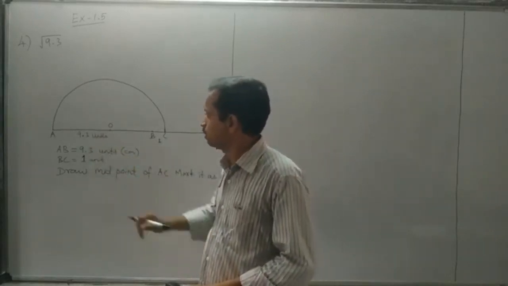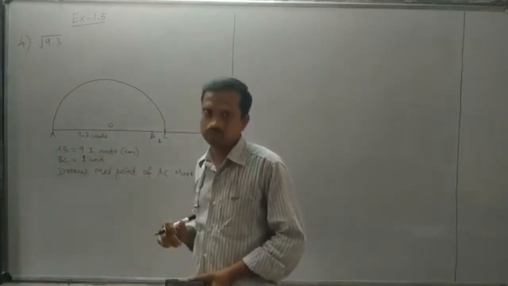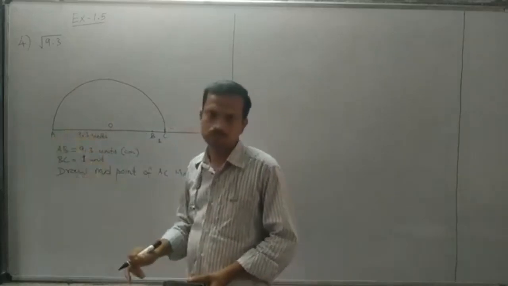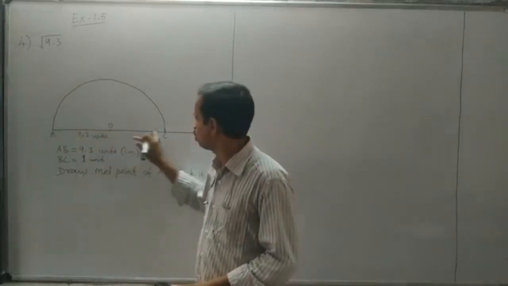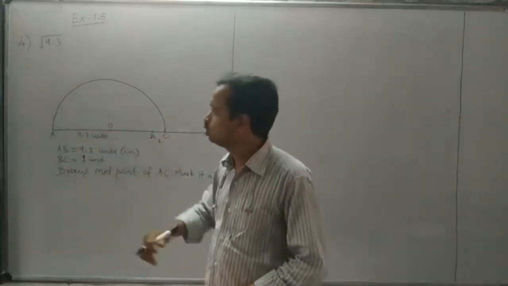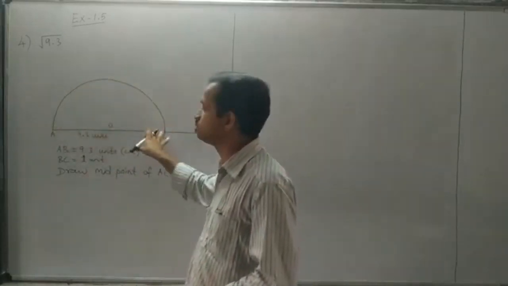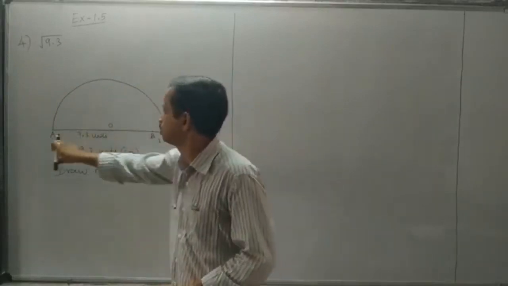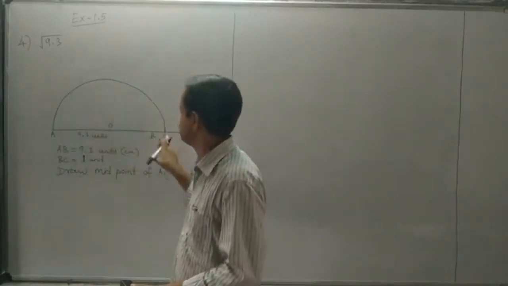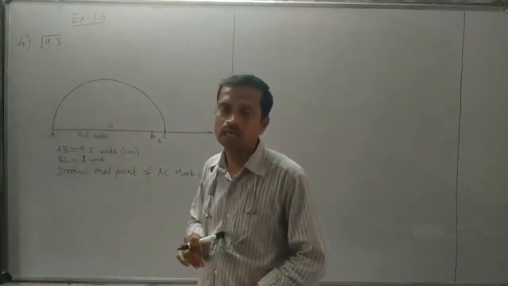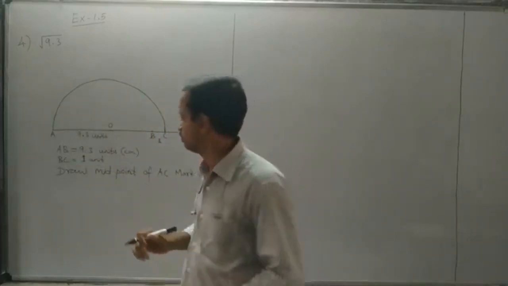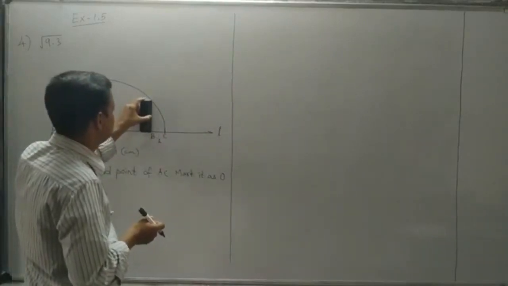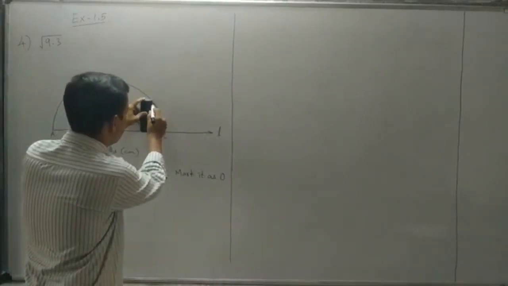And now, with O as center, keeping the compass pointer at O and OA as radius or OC as radius, you draw a semicircle like this, which passes through or touches A and C. You have to draw a semicircle. And the next step is through B, draw a perpendicular to the line L.